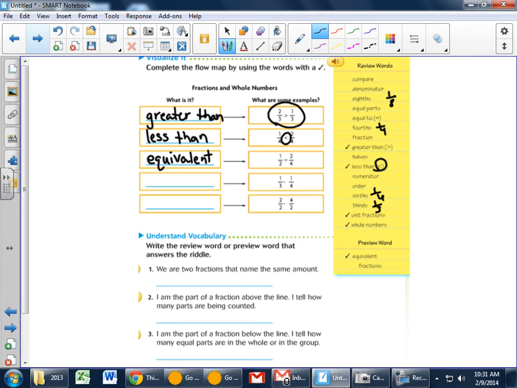One-third, 1/4. Well, we know that those aren't whole numbers, so we're going to go with unit fractions. That's from last chapter. And our last one, 2 over 2 and 4 over 2. So if we look at this first one, any number over itself is equal to 1.